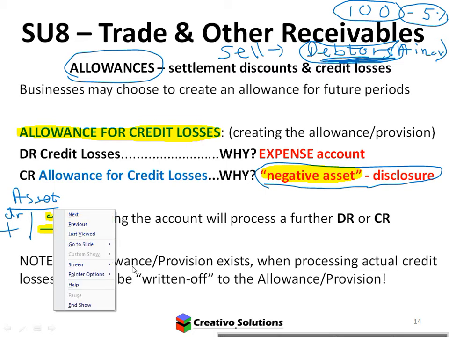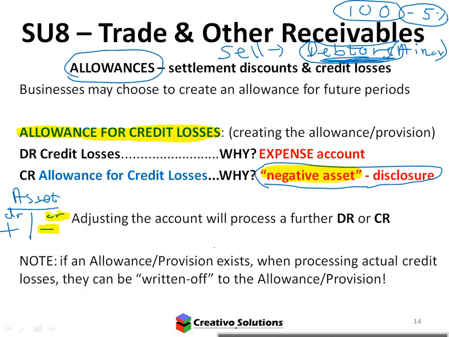Let's write a note there. Adjusting the allowance: increasing the allowance, credit the allowance.